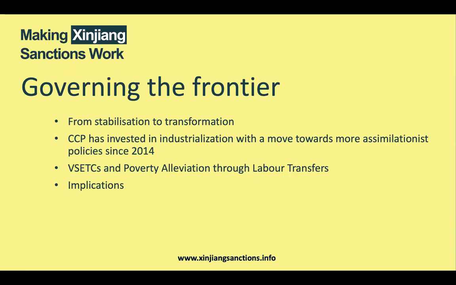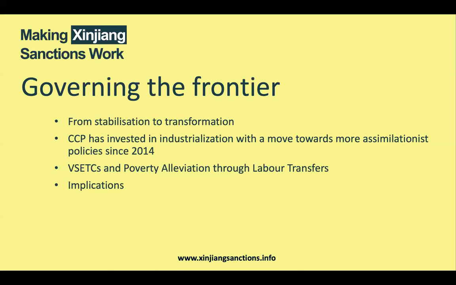Since 2014, under President Xi, the CCP's governance strategy for the region has shifted to social transformation. Mass forced labor is now a means through which the CCP pursues cultural assimilation of Uyghur and other minorities in the area and the rapid economic development of the region. And this has involved massive investment in the industrialization of the region, turning the Xinjiang Uyghur Autonomous Region into a key node in numerous global value chains, notably cotton, tomatoes, and solar panels.